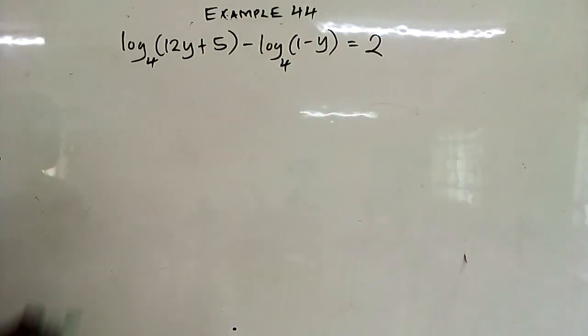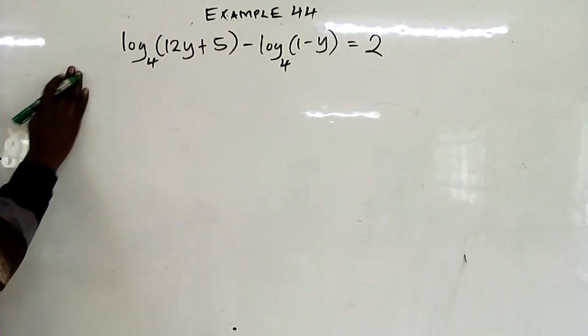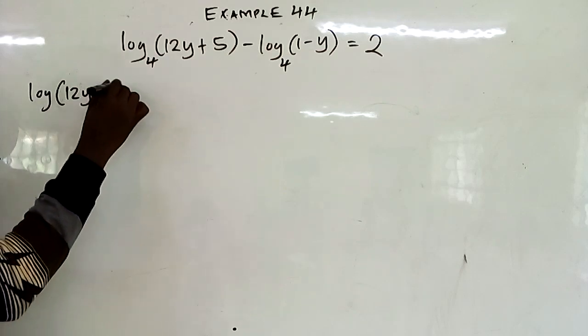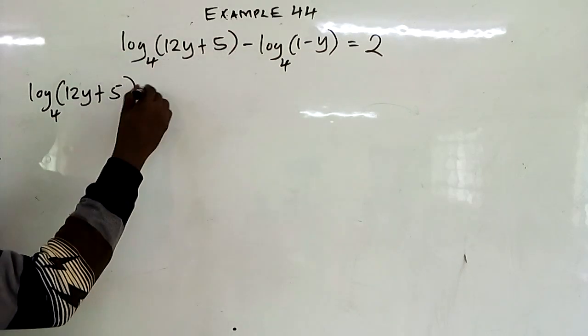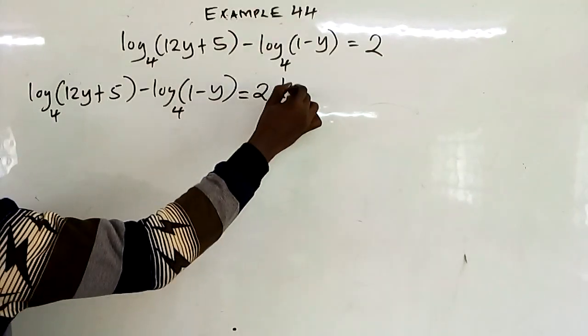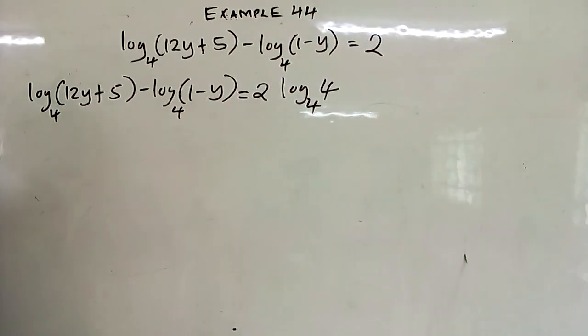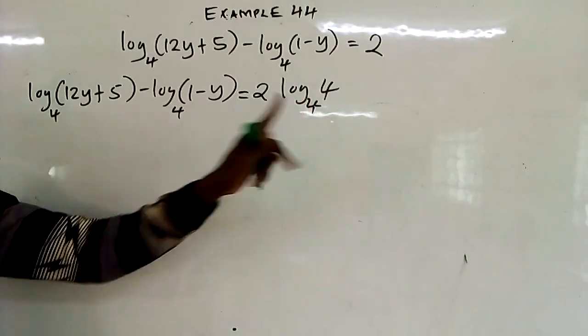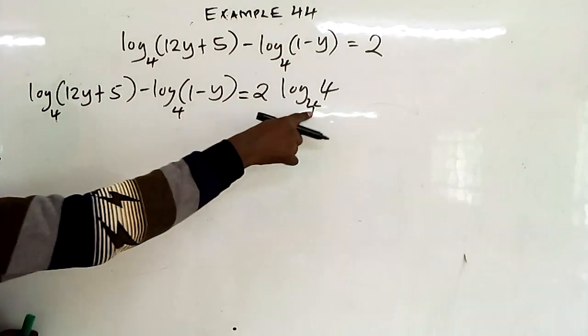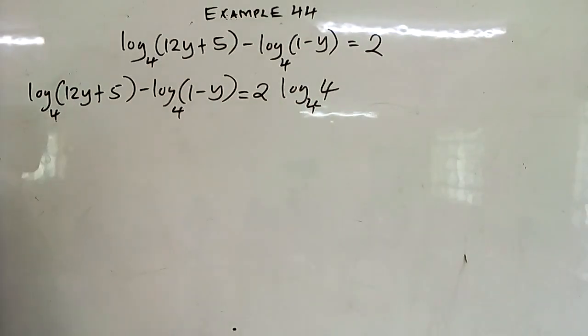Are we together? So here we have log of 12y plus 5 to base 4 minus log of 1 minus y to base 4 is equal to 4. So you have to introduce log 4 to base 4, because a log of a number to the same base is 1. If you have log a to base a, that is 1. So here base 4, base 4, base 4. So you have the same base. You can now solve it.